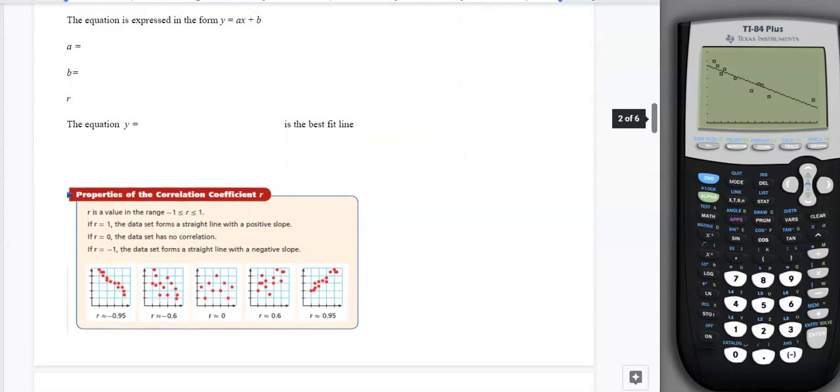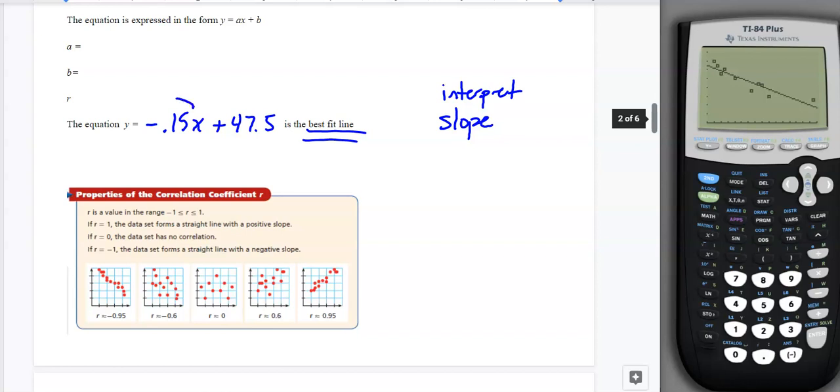So we have the equation that I can write back in here. The equation y equals negative 0.15x plus 47.5 is the best fit line. One thing that we want to understand here is the slope. In this case, what does the slope mean? The SAT might ask you, how do you interpret the slope?